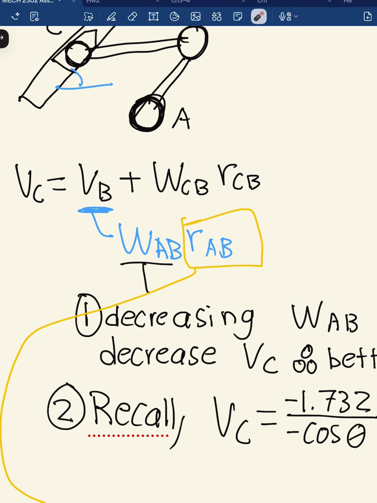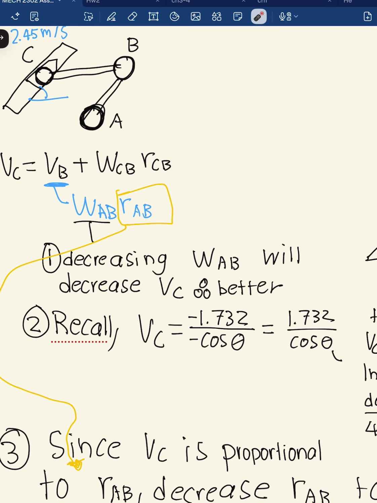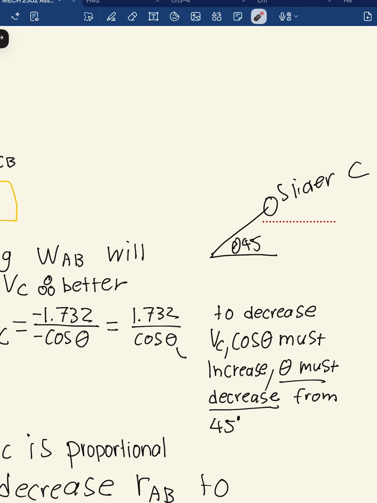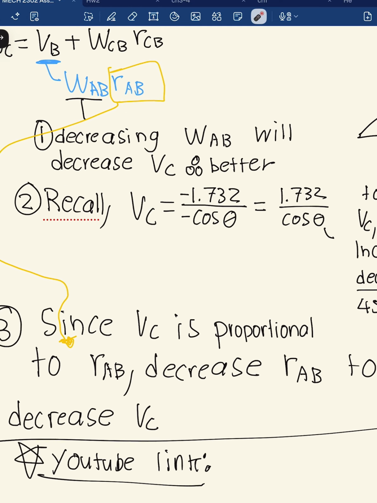The first thing we can do is decrease the input angular velocity, which is angular velocity of a to b. Because they are directly proportional, decreasing angular velocity of a to b will decrease velocity of c. Second thing we can do is decreasing the angle of slider c from 45 to 30 degrees to maximize the denominator and therefore making velocity of c smaller.